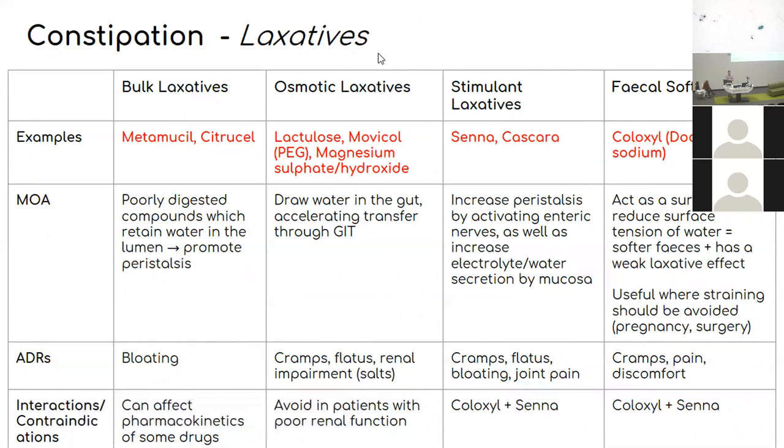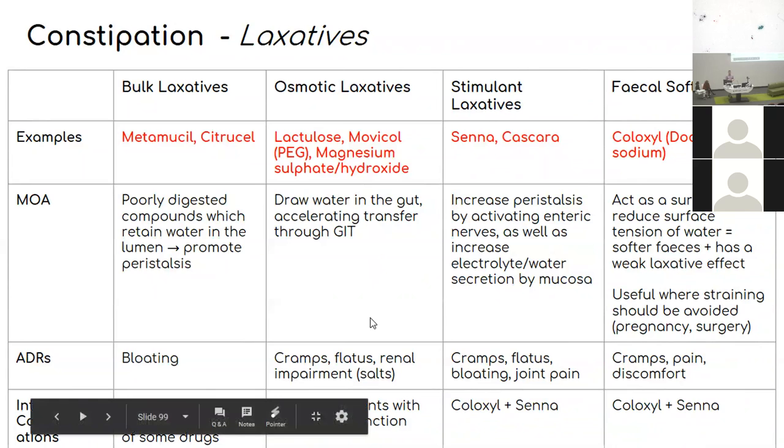Your osmotic laxatives are kind of like a next step up. They're much, much more effective and you'll see them all the time in the hospital. So like your lactulose and Movacol, and as I mentioned before, magnesium sulfate. I think that was one of the antacids that caused diarrhea, so you can use it as a laxative. These cause water to move into the gut, so they are much more effective at causing a laxative effect. So you can sometimes get cramps, it can be a little bit painful.